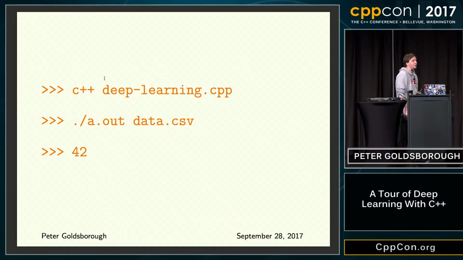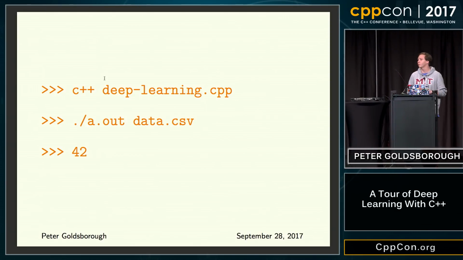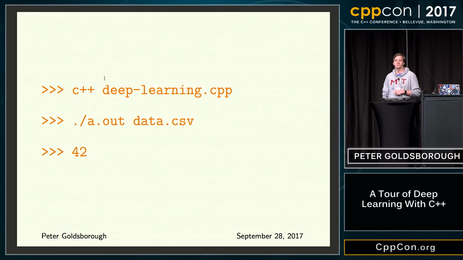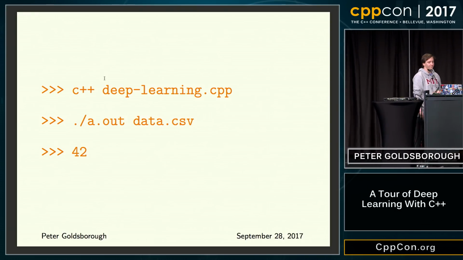So this talk is part of a series. Next year I might give a talk about blockchain with C++. Maybe the year after we do HTML5 with C++, but this year we'll do deep learning.